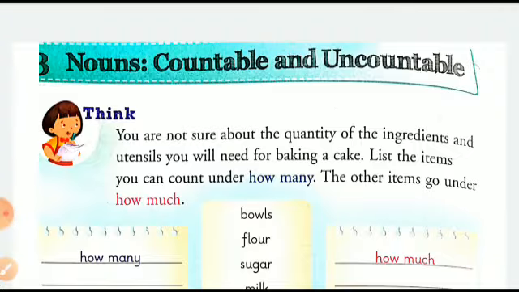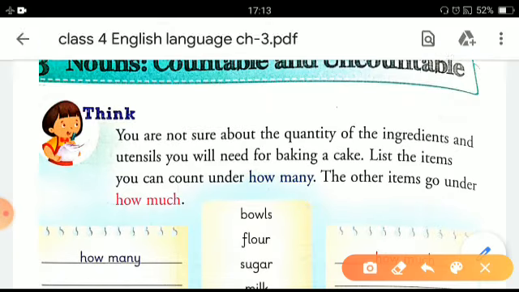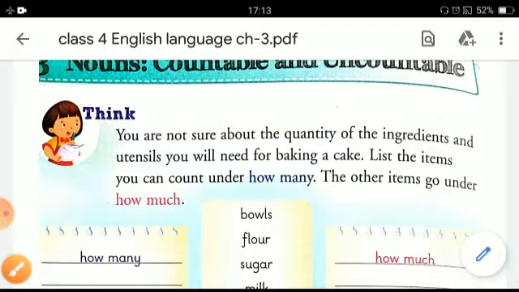Today we are going to read chapter number 3, Nouns. And in this chapter, we'll learn about countable and uncountable nouns. So let's begin this chapter with an interesting exercise to understand countable and uncountable nouns in a better way. So let's start the chapter now.